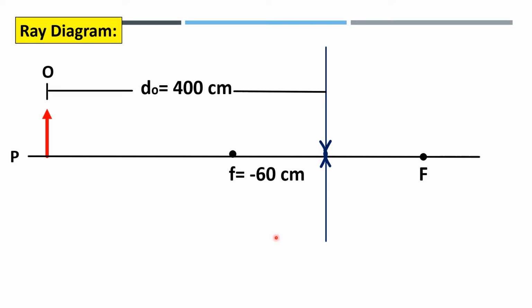So we are given the focal length, which is negative 60 centimeters. The object is located some 400 centimeters away from the lens. And as noted earlier, based on our sign conventions, we will assume that the object is located to the left of the lens and that the incoming light rays will be coming from the left side of the lens. The lens is located to the right.